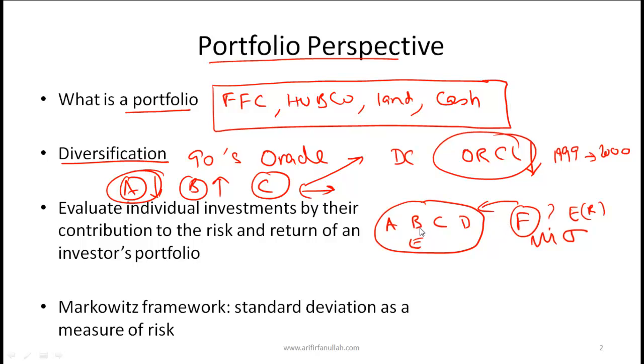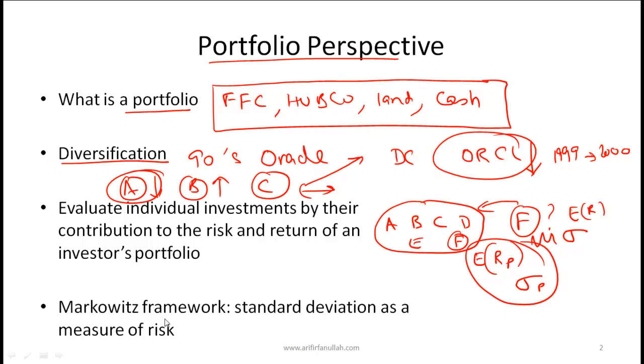But what this statement is saying is that rather than look at F individually, we should see what would happen if we were to add F to the portfolio. Then what is the impact of adding F to the portfolio on the expected return of the portfolio and the standard deviation of the portfolio? If the addition of F improves these numbers, then F is a good security to add. If on the other hand, F reduces these numbers or makes them worse, then it's a bad investment. Key point being, we must evaluate investments on the basis of what they do to the portfolio.